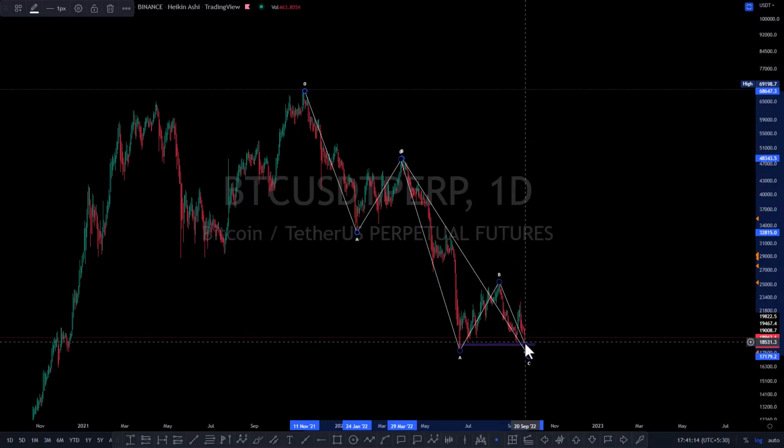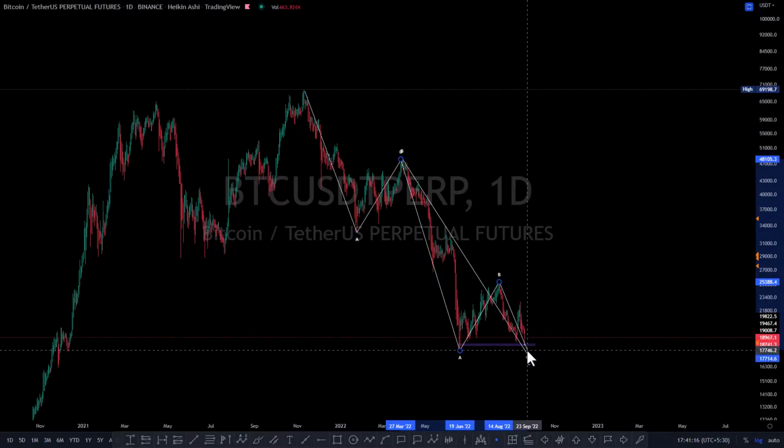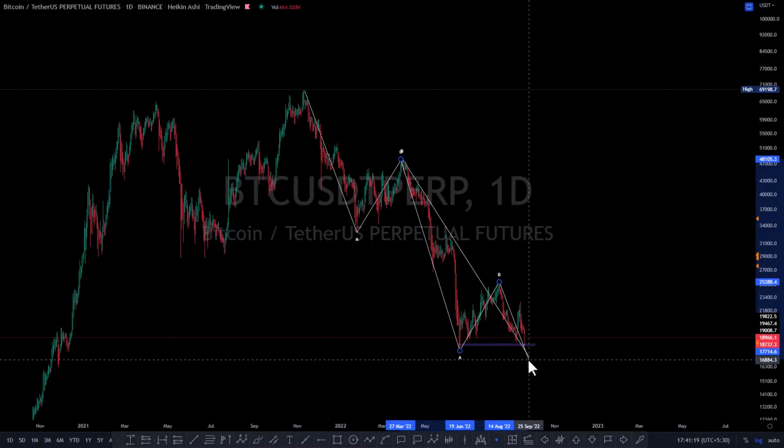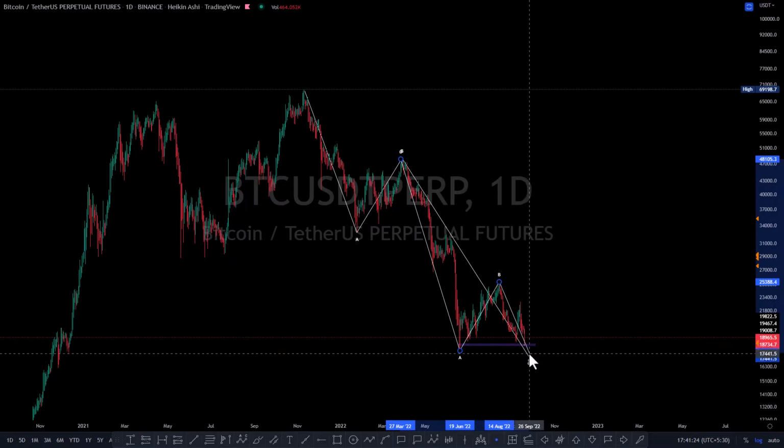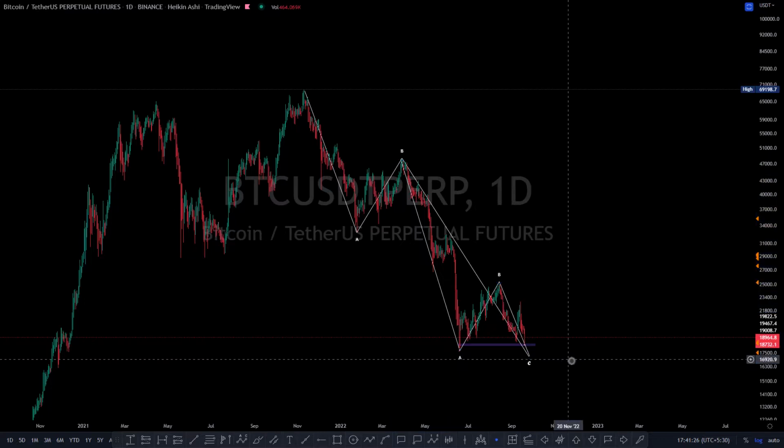For that we have to put in either a lower high pattern, lower low pattern, equal low pattern, or a slightly higher low pattern. That is also okay. There is no problem if we just put in a higher low pattern.